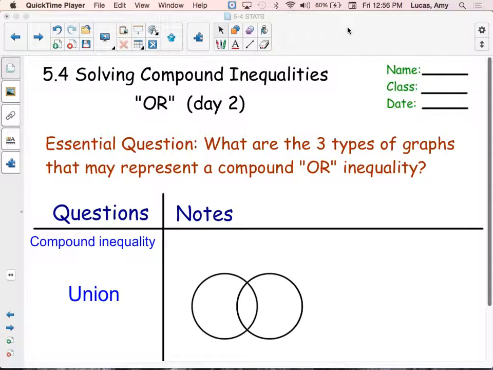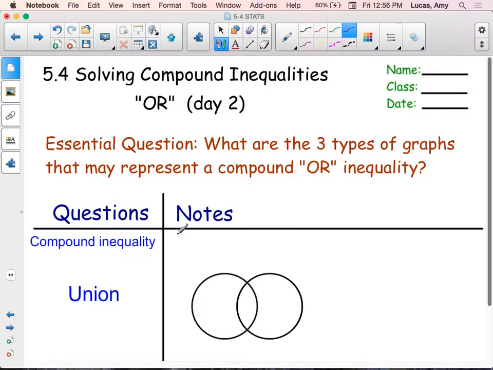Our first vocab word is compound inequality. A compound inequality is like a compound word. A compound word is a word that is comprised of two or more smaller words that could stand on their own. So a compound inequality means two or more inequalities, and they're connected by the word and or or.